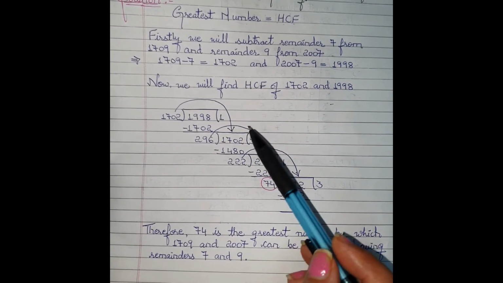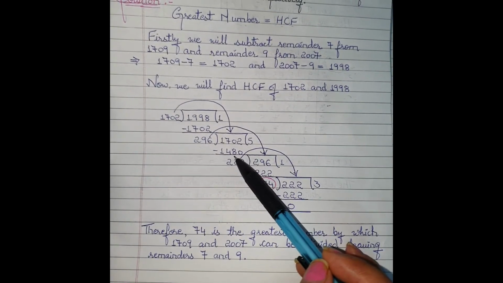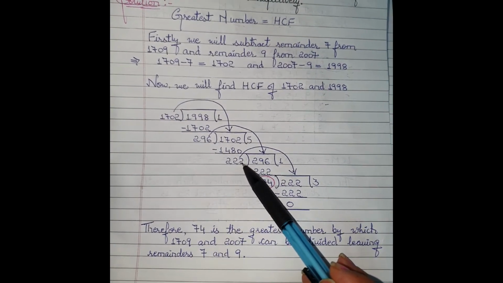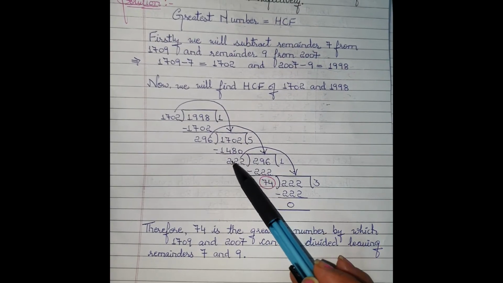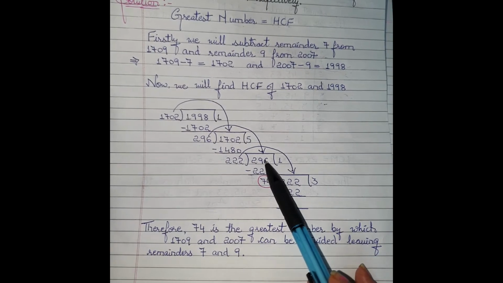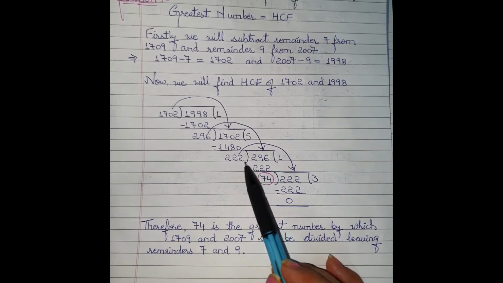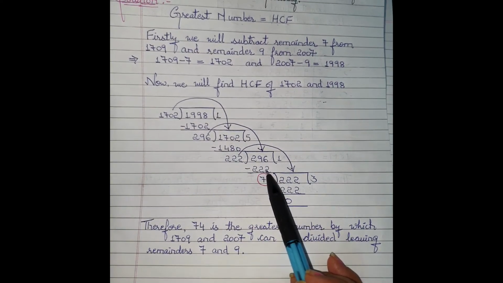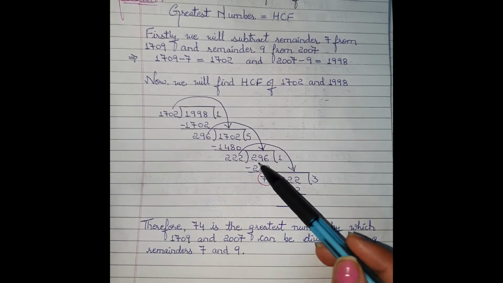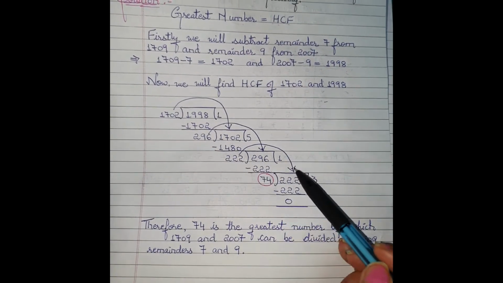After 5, the number which will come will be greater than this 1702. That's why I have used till 5 only. Then subtract it. After subtracting, you will get 222 as the result, but it is again not the remainder 0. So again this 296 will come down in the next division format. Now the number smaller than 296 in the table of 222 comes one time, 222 only. So I have written 222, subtract it: 6 minus 2 is 4 and 9 minus 2 is 7. Again the remainder is not 0, so we have to bring this 222 down.